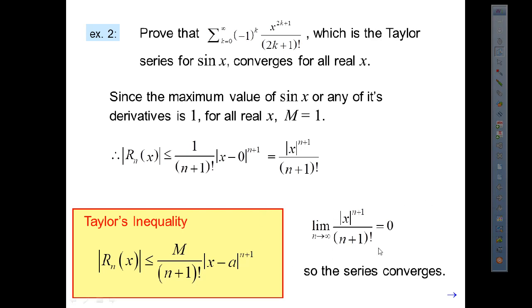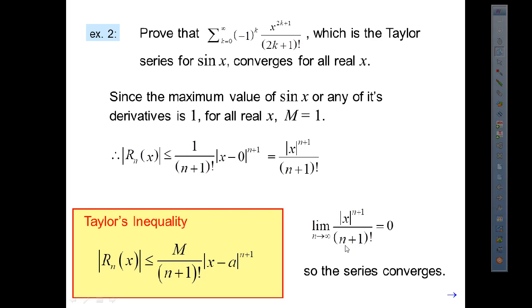Now, remember in this limit here, you're thinking of x being a variable. In this limit, x is not a variable. We're just saying x for some value. Let's say we're doing it for x equals 2. Well, that means we have 2 to the n plus 1 over (n plus 1) factorial as n goes to infinity. While we multiply by 2 over and over again, the factorial is going to grow way faster than just multiplying by 2 again.